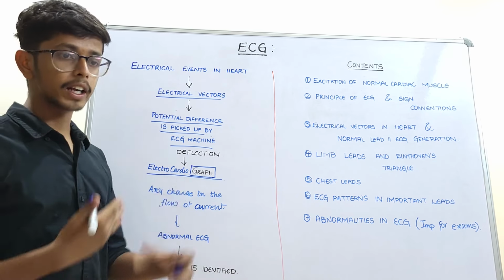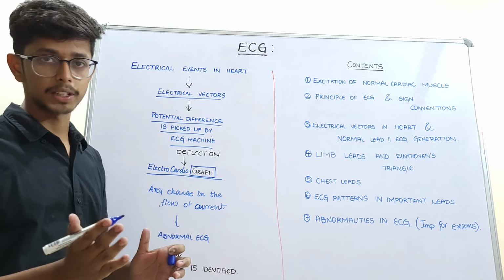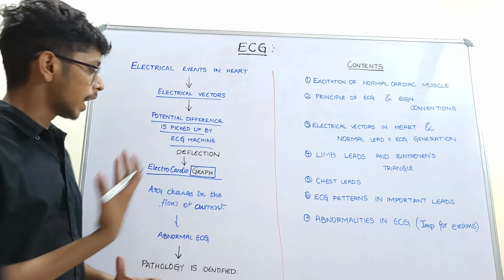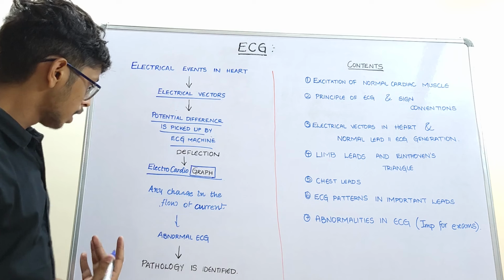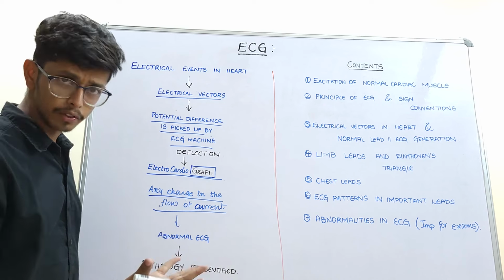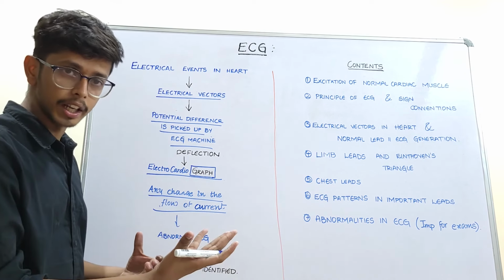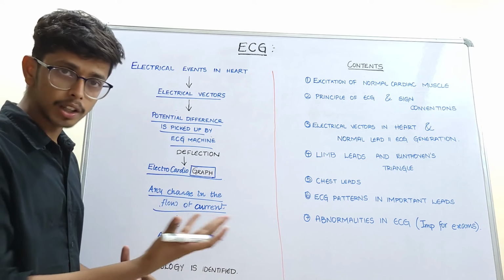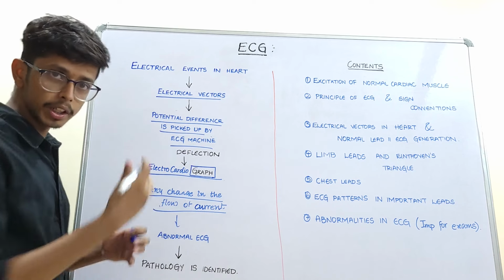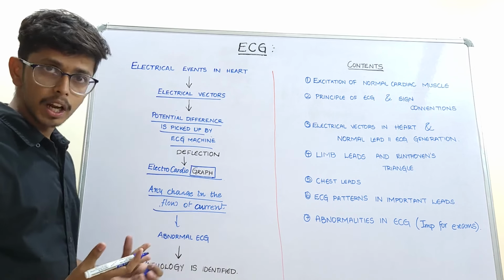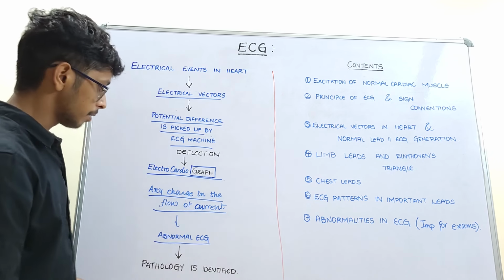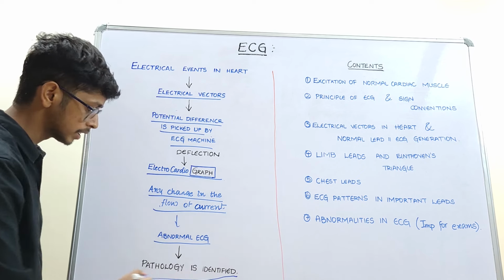That means whenever the electrical conductions are reaching the various parts of the muscle of the heart, these electrical impulses or the potential difference is picked up by the ECG machine and it is represented as a graph. From this, if there is any abnormality or any change in the flow of the current or intensity of the current, or if there is any extra currents generating in various parts of the heart, or if there is any blocks in the heart, there will be change in these electrical vectors, right? If there is any change, the potential difference will be changed, the deflections will be changed, and based on the change in the deflections, the abnormal ECG patterns are recorded, and these abnormal ECG patterns will help us in identifying the pathologies in the heart.